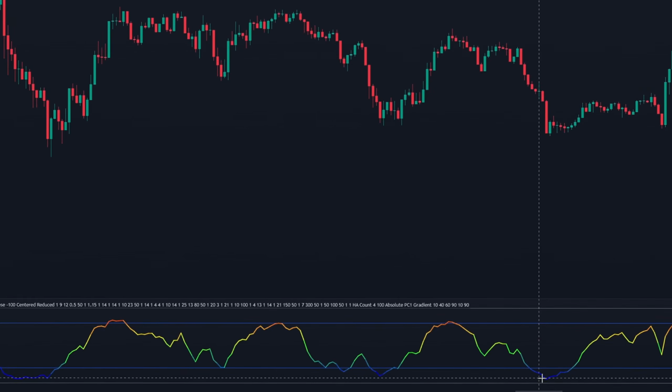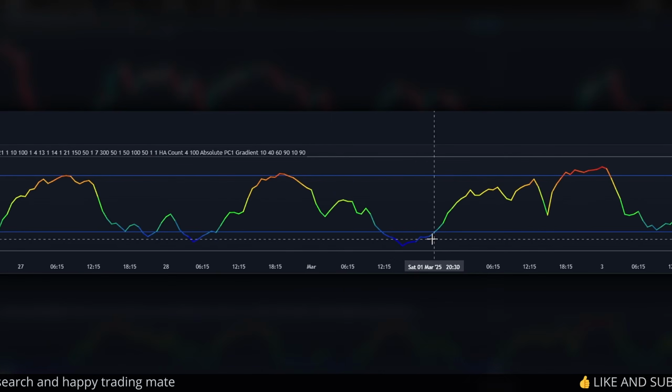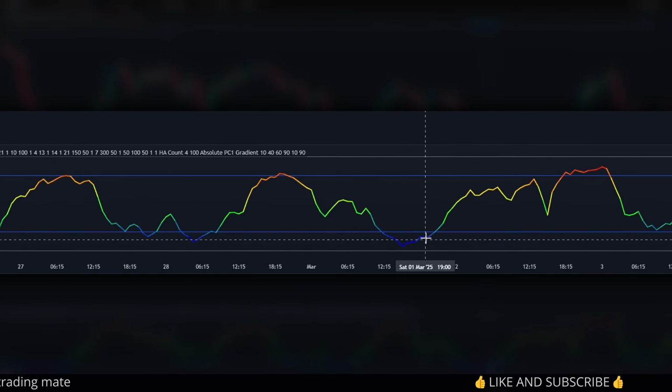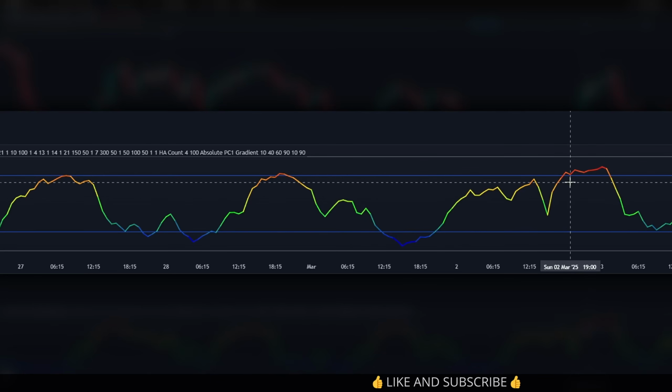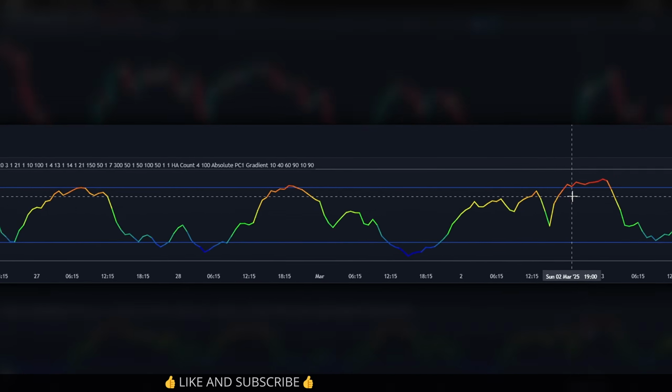Let's set up our condition for long entry. We're gonna open longs when the PCA crosses over the 20 line, meaning it goes from the oversold area to the normal zone. For short entries, we allow shorts when the PCA crosses below the 80 level.